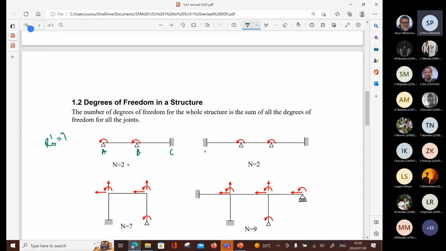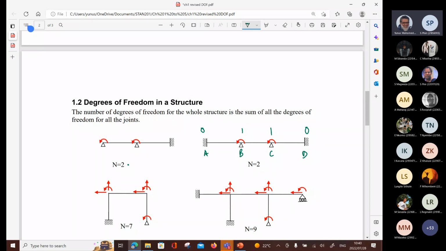I've got here A, B, C, D. So I'm just going to take this off so we don't confuse this anymore. That's gone. We dealt with that one. Let's look at this one. So A is fixed, B is a pin, C is a pin, D is fixed. So degrees of freedom at A, 0. At B, 1. At C, 1. At D, 0. Total number of degrees of freedom is 2.